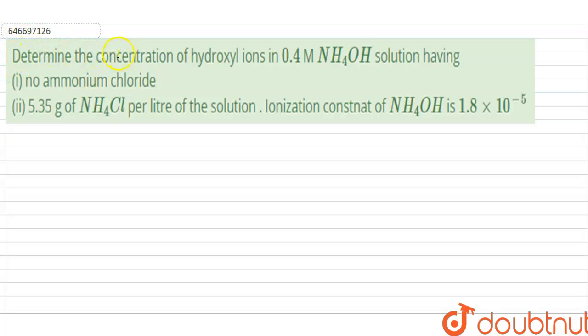Hello everyone, let's start the question. The question says: determine the concentration of hydroxyl ions in 0.4 molar NH4OH solution, first condition, no ammonium chloride is added; second condition, when 5.35 gram of ammonium chloride per liter solution is added. The ionization constant of NH4OH is 1.8 into 10 to power minus 5.